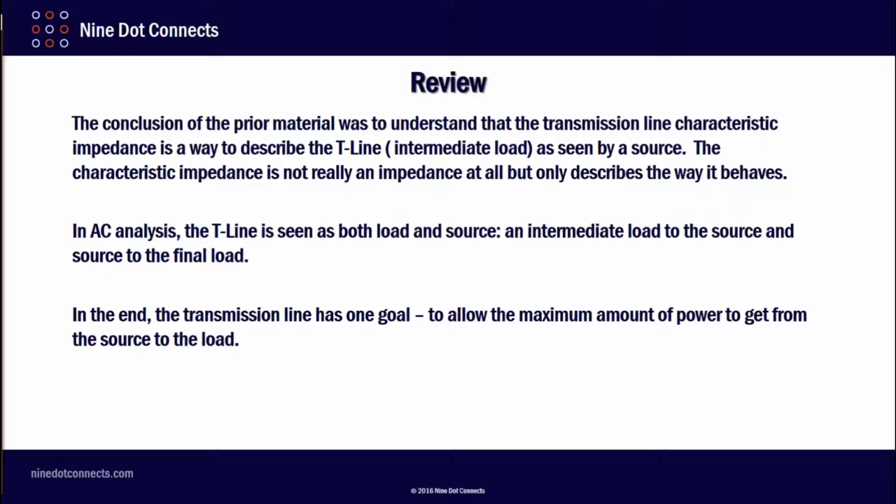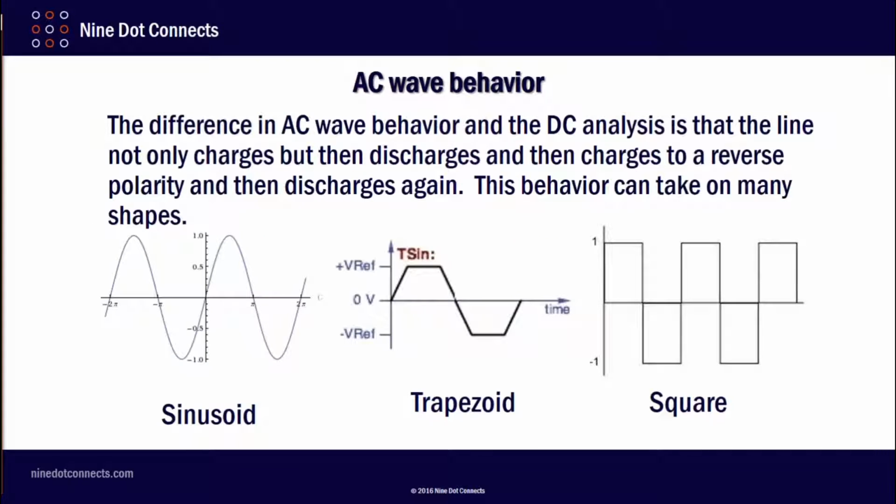In the end, the transmission line has one goal: to allow the maximum amount of power to get from the source to the load. Now the difference in AC wave behavior and the DC analysis is that the line not only charges, but it's also going to discharge and then charge back to reverse polarity and then discharge again.